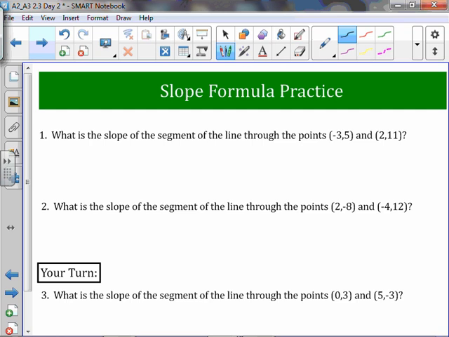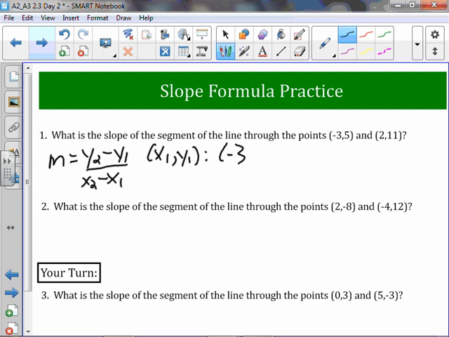This time we won't be given the graph. So what's the slope of the line, the segment of the line, through the points (-3, 5) and (2, 11)? So once again, we're using the formula for slope, y2 minus y1 over x2 minus x1. And I'm calling x1, y1 to be, let's say, (-3, 5), and x2, y2 to be (2, 11).